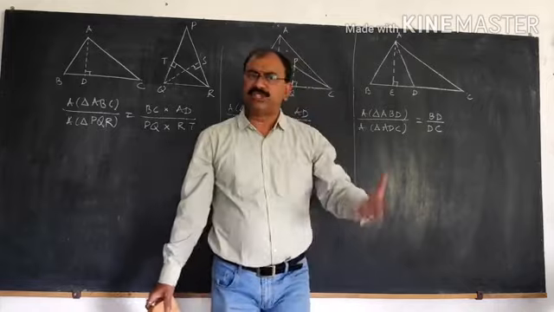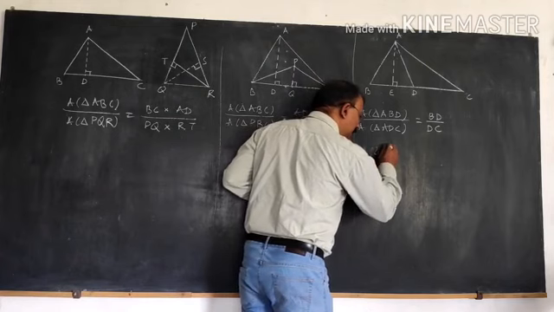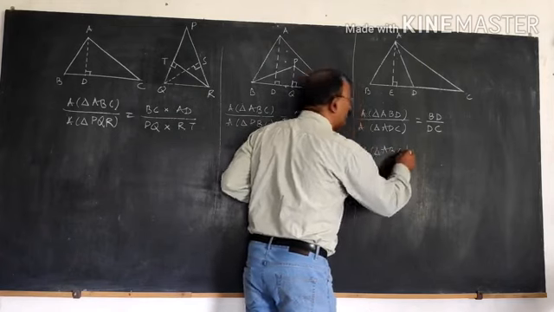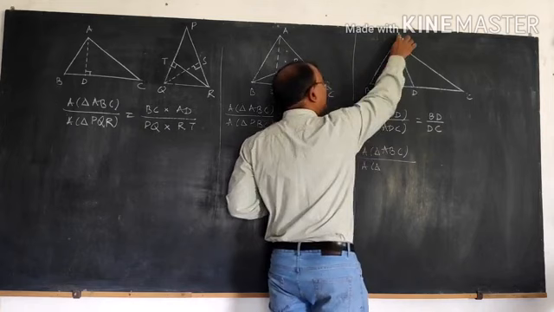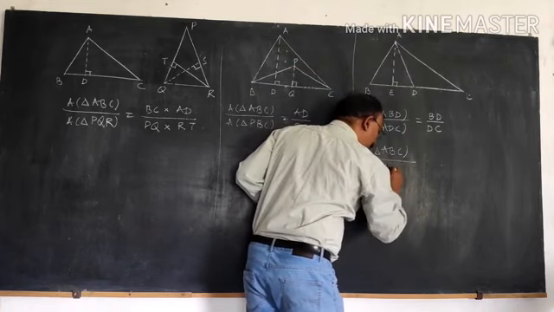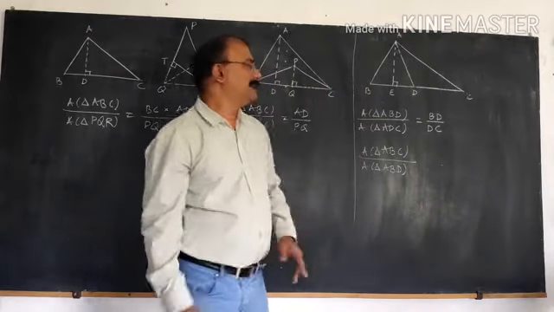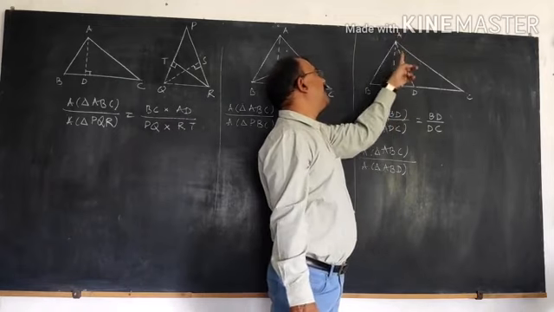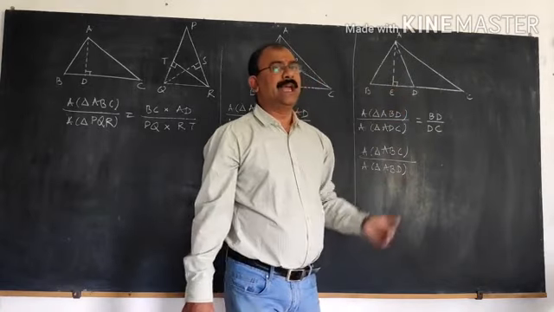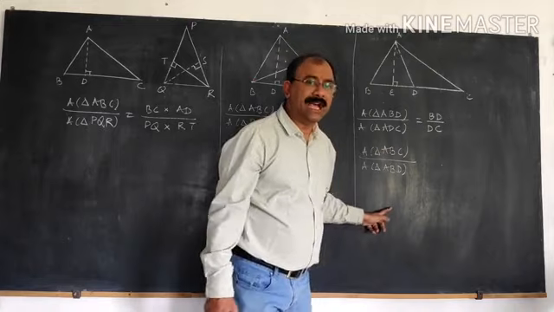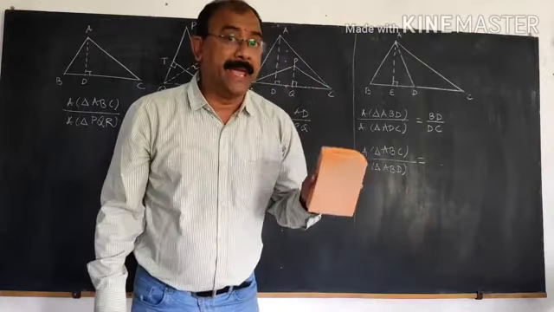In this figure, you can change the pair of triangles. Let me change. Okay, I take triangle ABC, the largest triangle ABC, upon area of triangle ABD. What do we observe? Do they have the same height? Triangle ABC and triangle ABD, do they have the same height? Yes, both the triangles have the same height. So ratio of their areas will be equal to the ratio of corresponding bases.